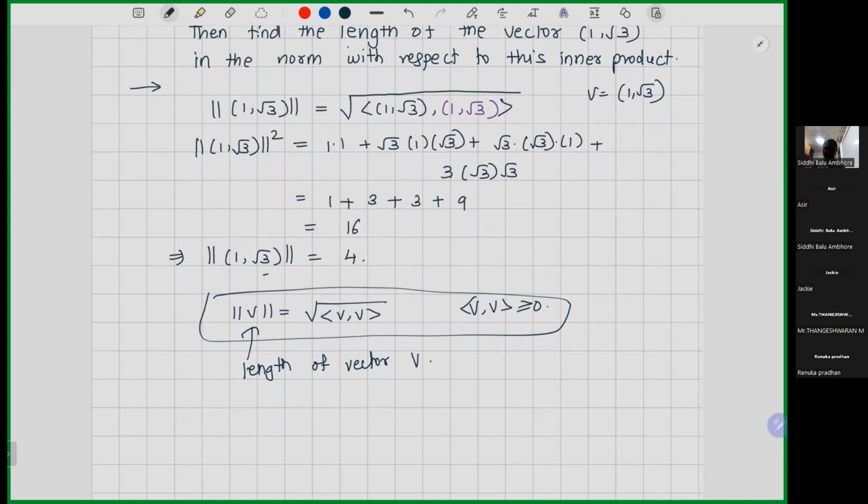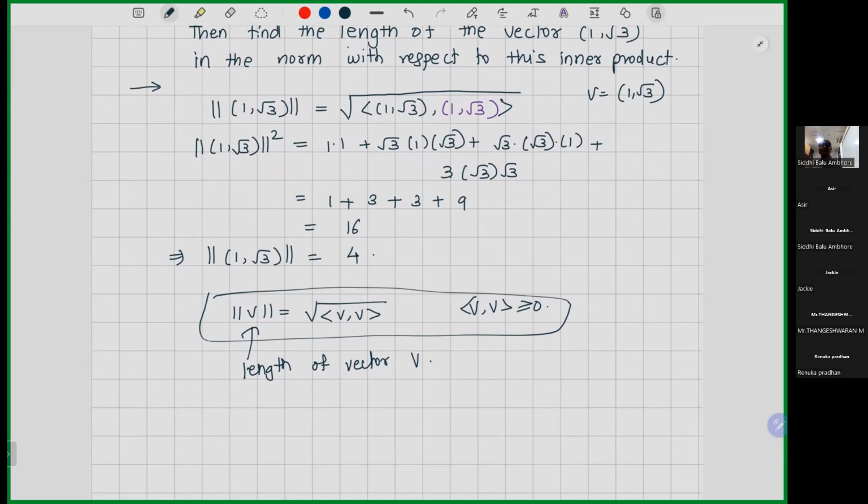And now I just need to find the norm. So I'm taking the square root, and this is 4. And note this, you can't take this to be plus or minus 4, because the norm is defined to be a non-negative number. So it has to be 4. Is it okay?